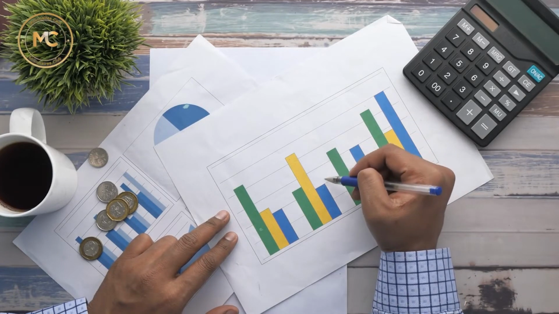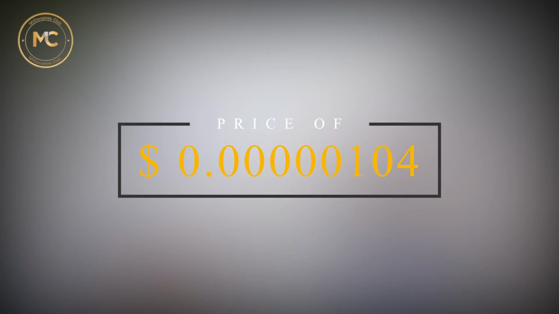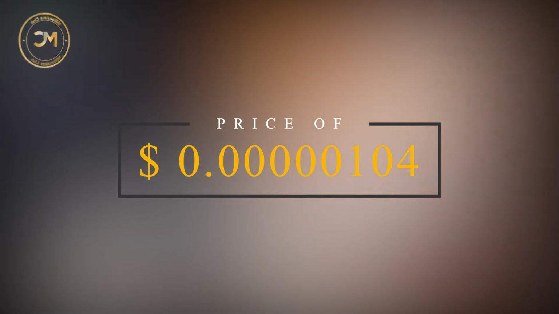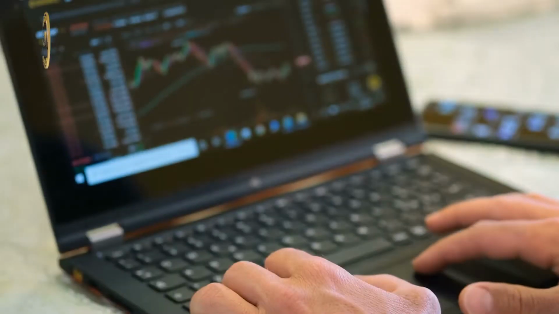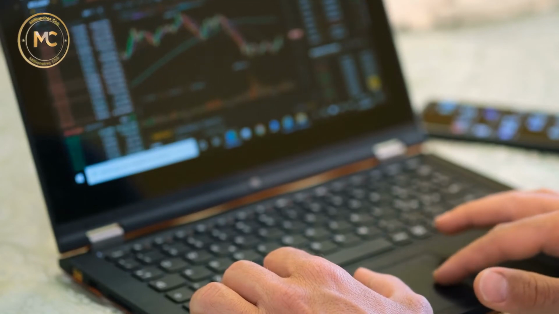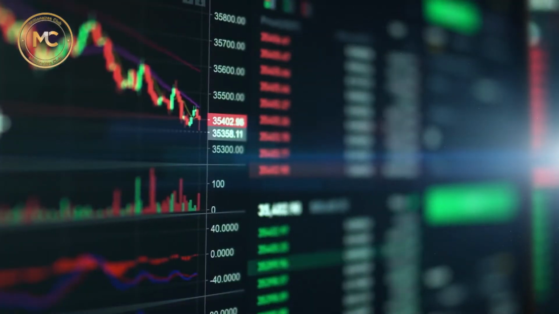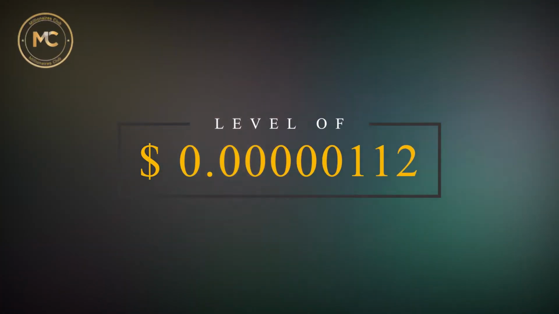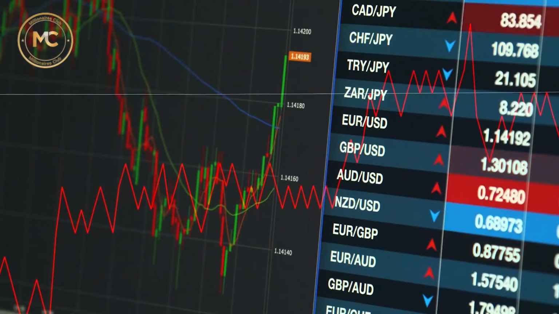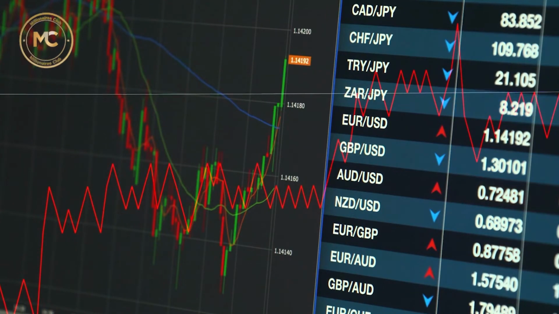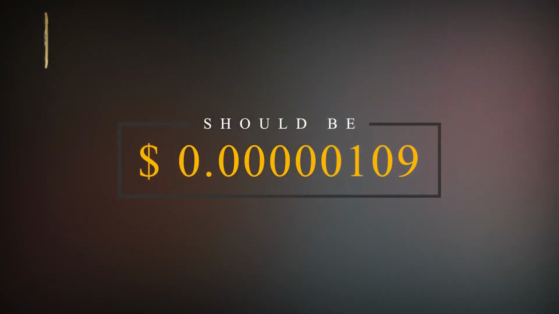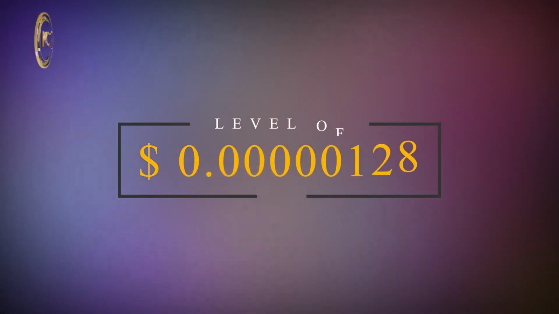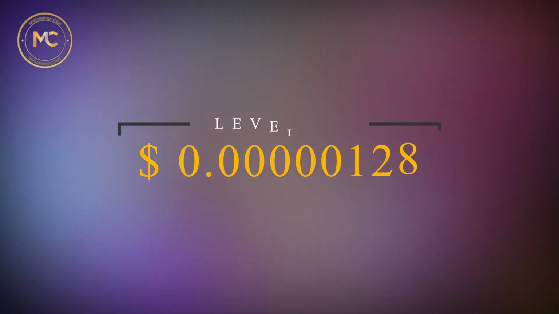If it all goes well, we can expect an average price of 0.000000104 cents, with a maximum price of 0.000000122 cents for 2022. According to the forecast price of Akita Inu and technical analysis of this currency, it is likely that in 2022, the price of Akita Inu will exceed the average price level of 0.0000112 cents. The minimum price value of Akita Inu by the end of this year should be 0.0000109 cents. In addition, Akita is likely to reach the maximum price level of 0.0000128 cents.